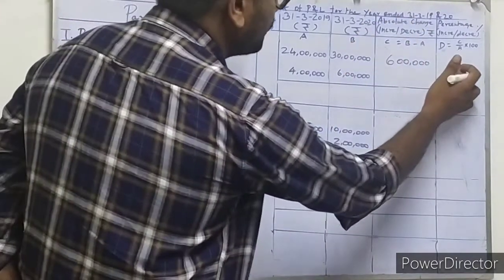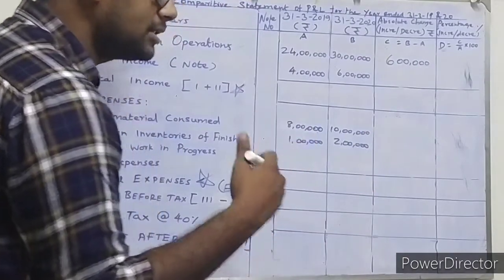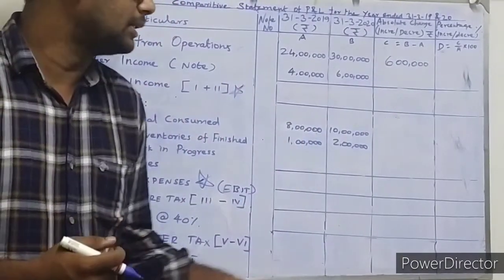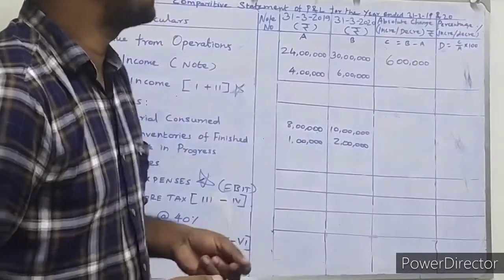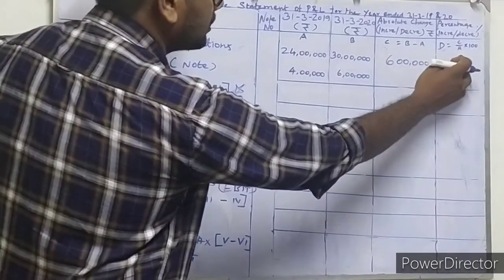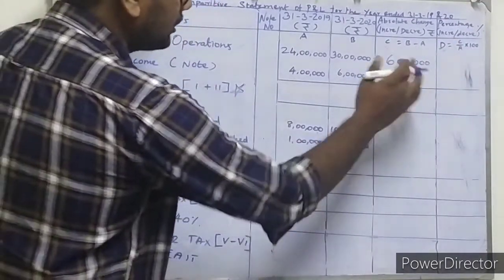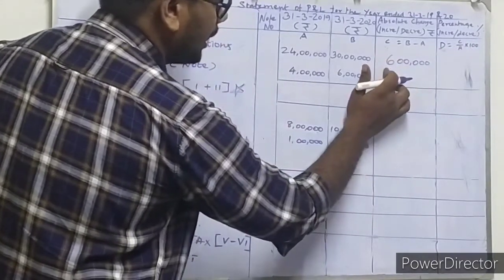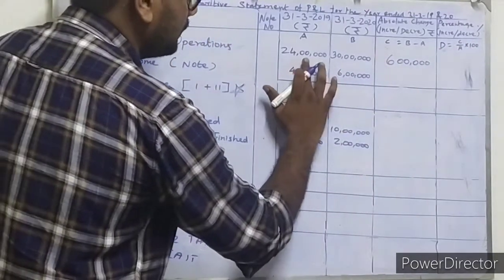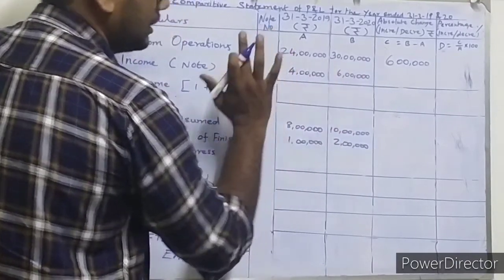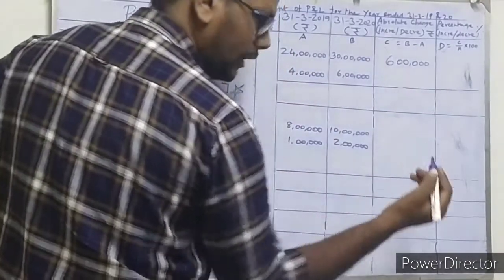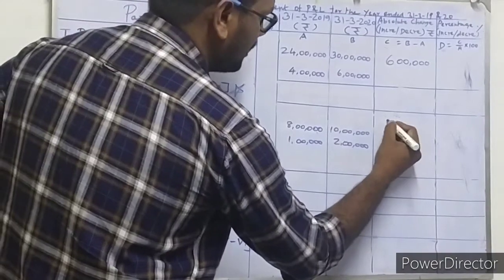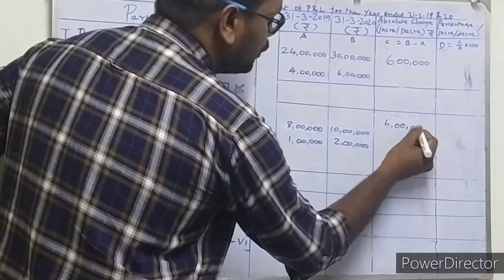Now I need to know the percentage, how much percentage it is increased compared with the previous year, isn't it? For that I am going to apply this formula. D is equal to C by A into 100. This is the formula. D is equal to C by A into 100. C I found now. What is the difference between present year and previous year? That is 6 lakh rupees. So for your better understanding, I am writing over here 6 lakh rupees is the absolute change.